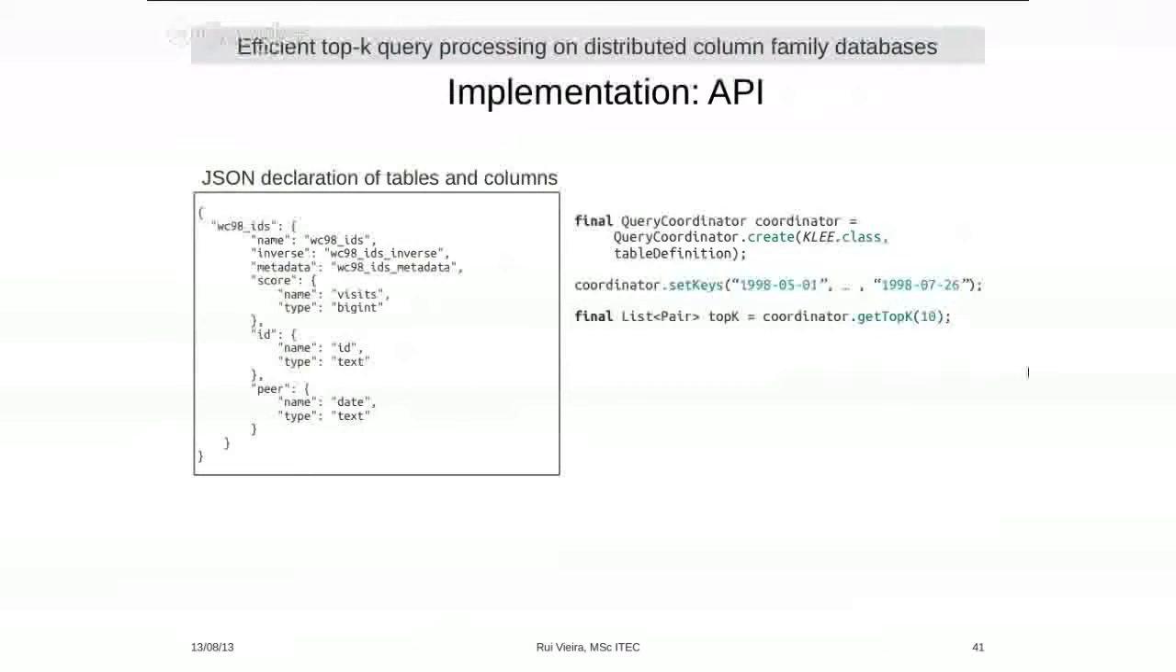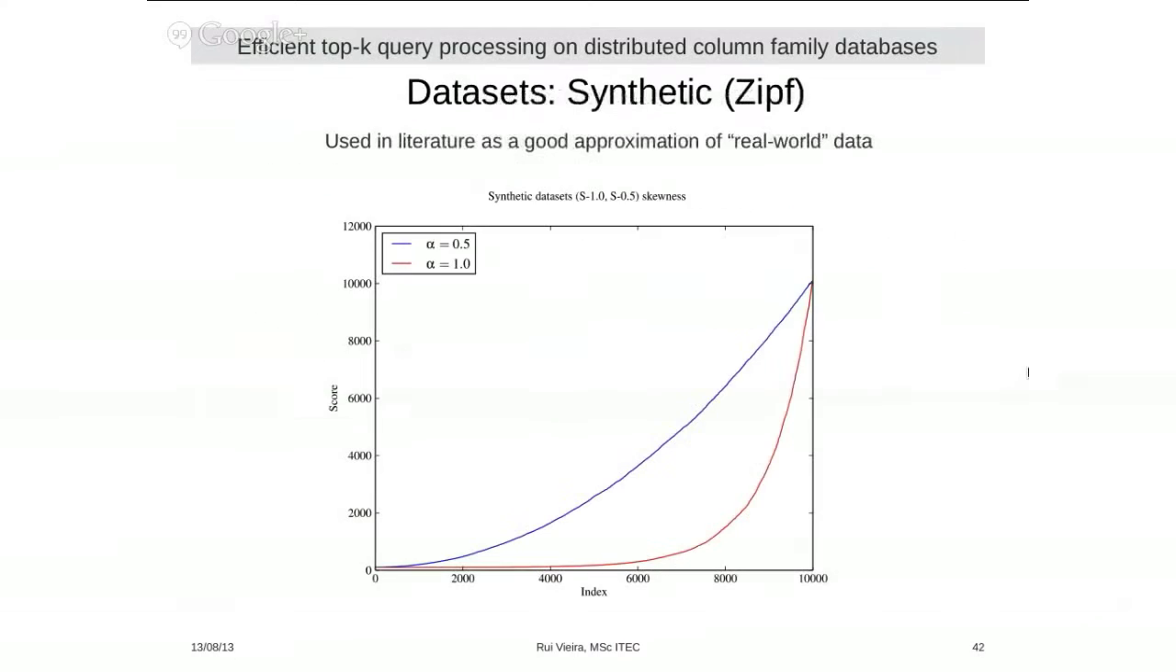Then we instantiate the query coordinator with any type of algorithm we've implemented or any future algorithm we want. We set the keys. In this case, we want to find the top K visits, defined by IP address, for all the days between the 1st of May and the 26th of July. We just say get top 10, and we get the top K value.